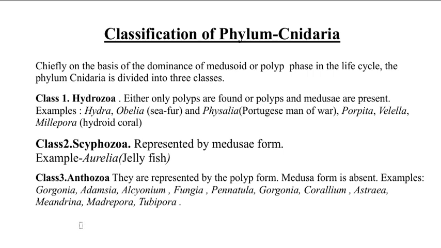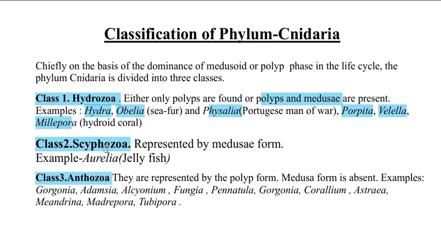Classification of phylum Cnidaria. On the basis of dominance of polyp or medusoid form, they are generally divided into three classes: the class Hydrozoa, the class Scyphozoa, and the class Anthozoa. Hydrozoa include both polyp and medusa forms. For example, Hydra, Obelia, which is commonly known as sea fur, Physalia, which is commonly known as Portuguese man of war, Porpita, Velella, and Millepora, which is known as hydroid coral.